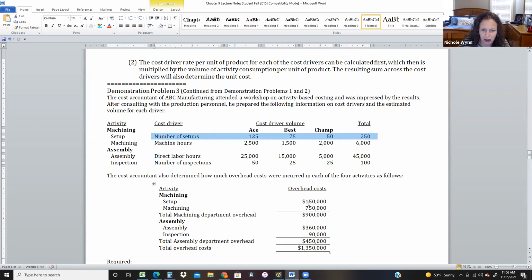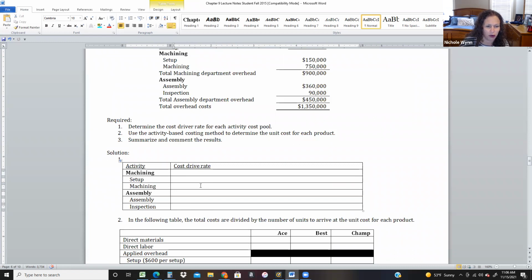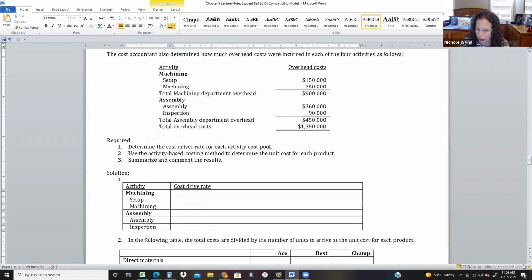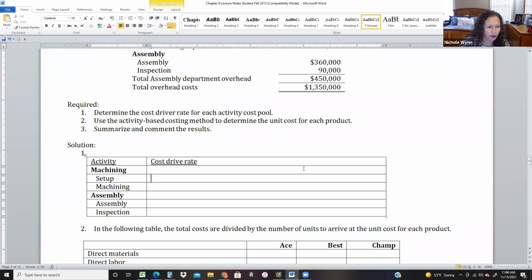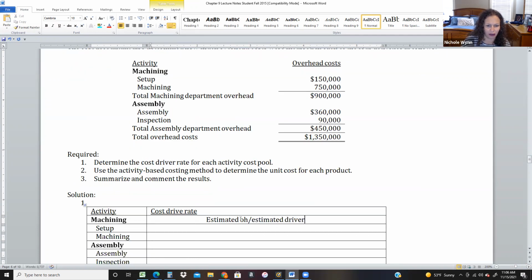So what we would do is we do 150,000 divided by 250 to get a rate for setups, a rate for machining, a rate for assembly, and a rate for inspection. So we're going to have four different drivers or four different rates. So our setup rate would be the overhead cost. And so again, this is the formula: estimated overhead divided by estimated driver. That's the predetermined overhead rate. It's still the same as before.